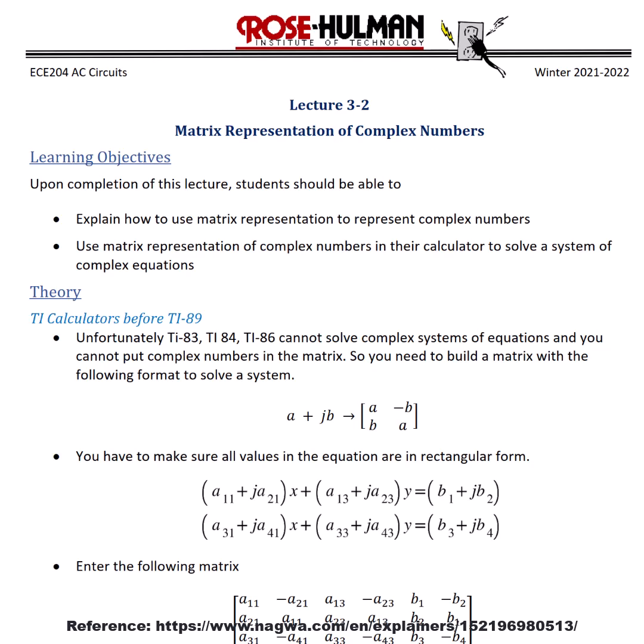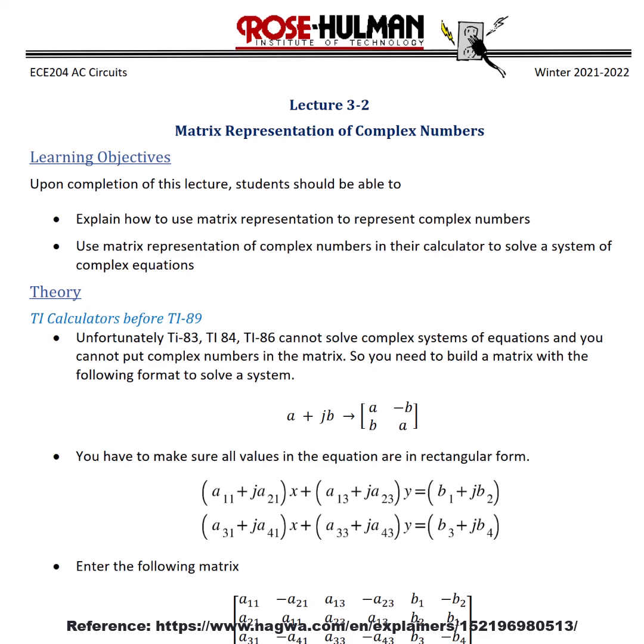So in order to solve a system of equations, you need to make sure that each complex number is written in rectangular form, such as the following: (A11 + jA21)x + (A13 + jA23)y = B1 + jB2. The second equation would be (A31 + jA41)x + (A33 + jA43)y = B3 + jB4.